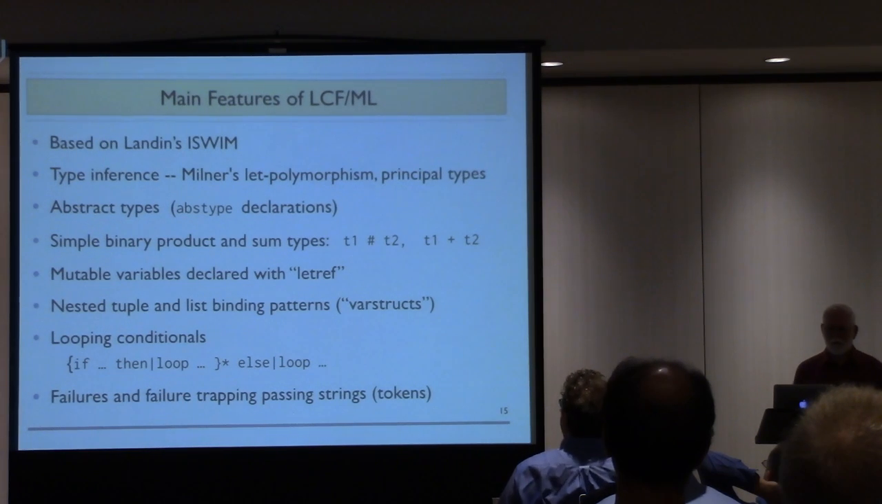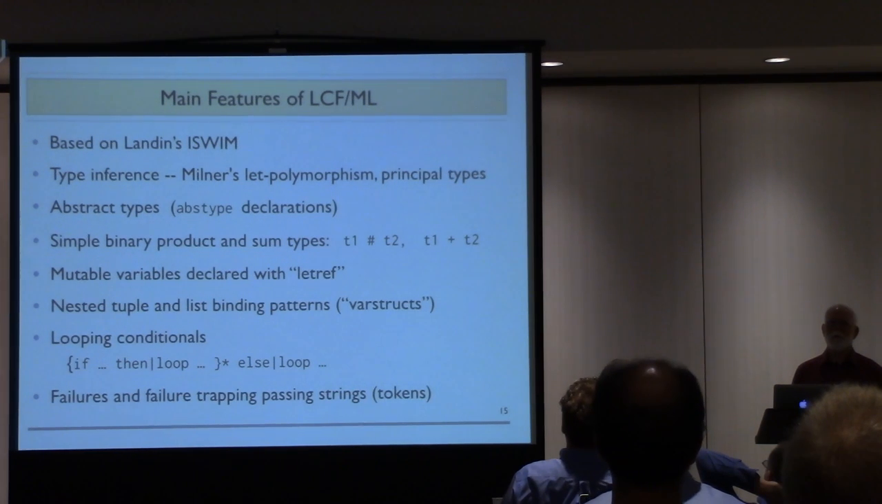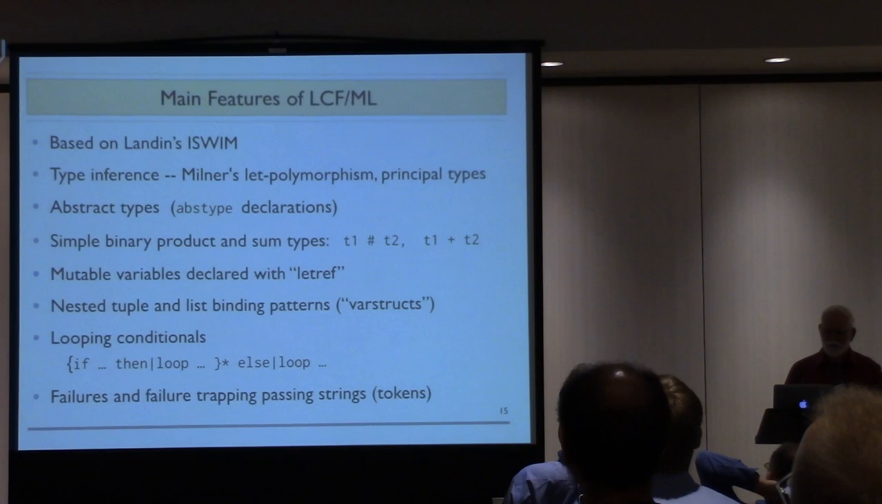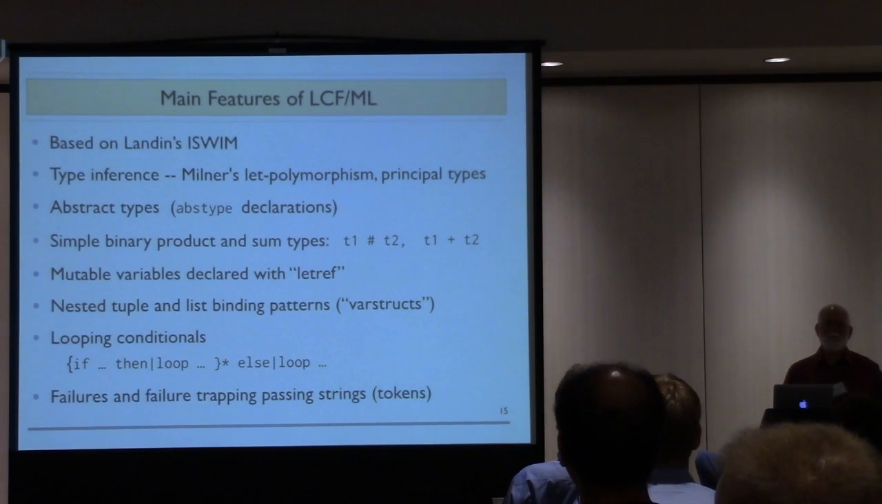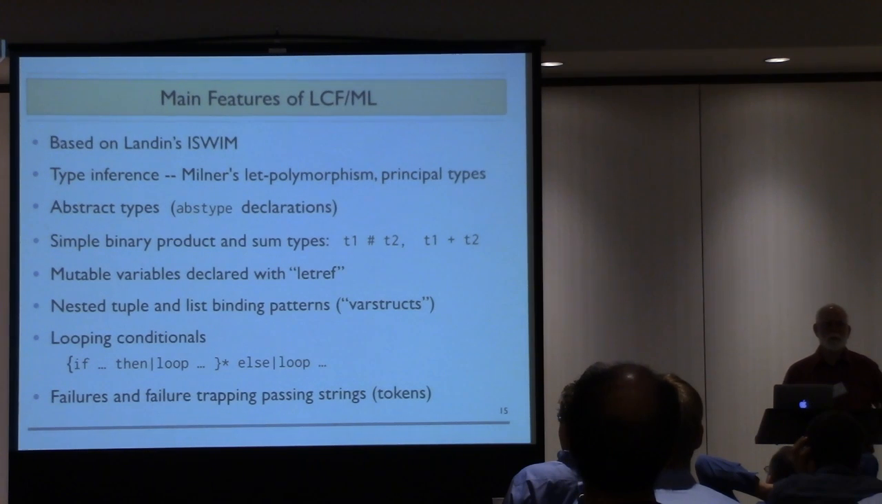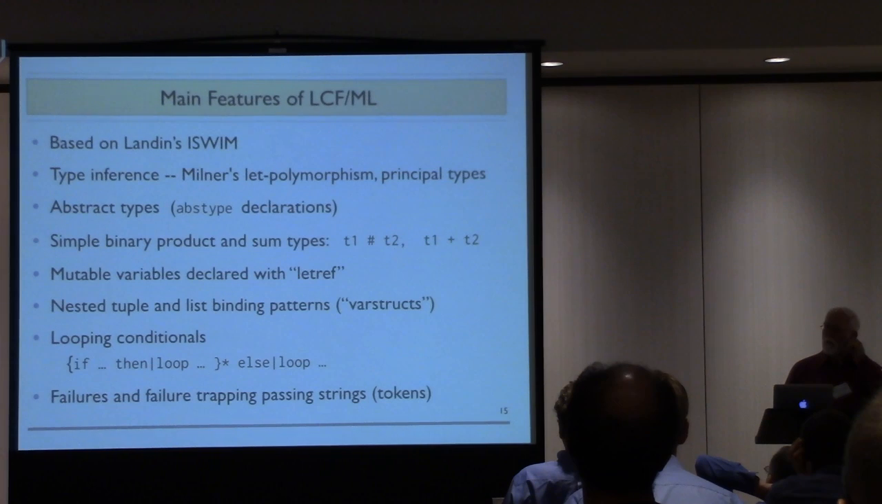So in terms of the language design, as I said, it was based on ISWIM. Milner's type inference, let polymorphism, was a really big idea, and it made the language much more flexible, etc. It had abstract types, which were probably influenced by the CLU cluster idea, where you had isomorphisms, abs and rep, back and forth between the representation and the abstract type. It had simple binary products and sums. It had mutable variables that were introduced with a letref declaration, and had a rather obscure typing rule to deal with the interaction between updates and polymorphism.